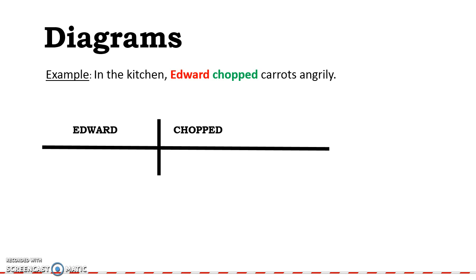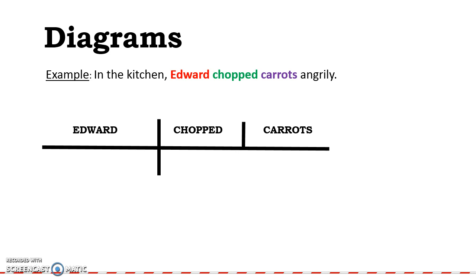Now, I have some remaining words. Let's take it piece by piece. I think, okay, is this a transitive or intransitive verb? Is something being chopped? Is there a direct object in the sentence? Yes, carrots is the direct object. That's the thing being chopped. So I draw my half vertical line and I put carrots in the direct object field.